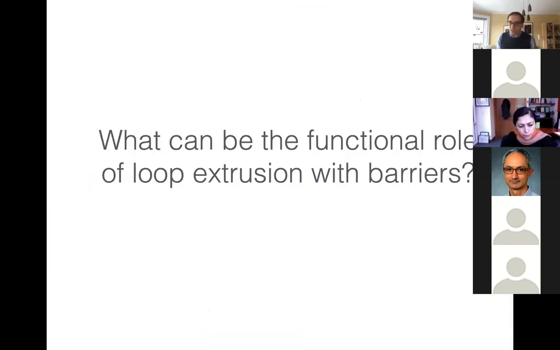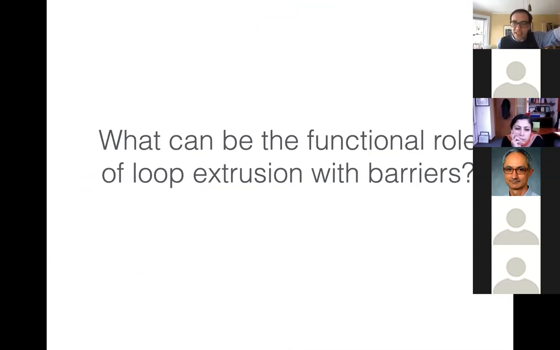So the question is, what's the functional role of loop extrusion? Loop extrusion is there, we know. It's in vitro. We see evidence of this in vivo. We know the turnover time of motors, and we still don't know their speeds in vivo. We can only get some estimates for how fast things are happening in vivo. But we don't know the function of this.